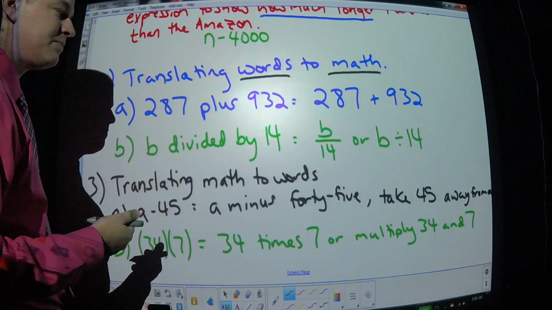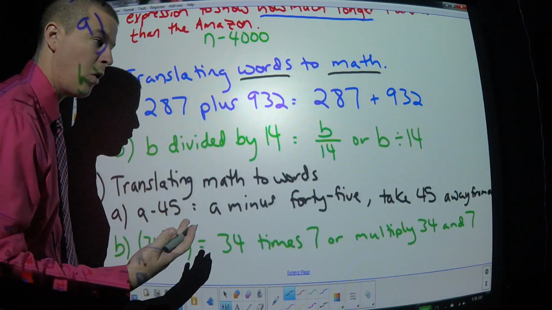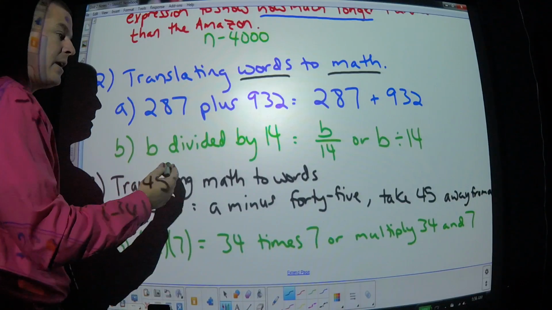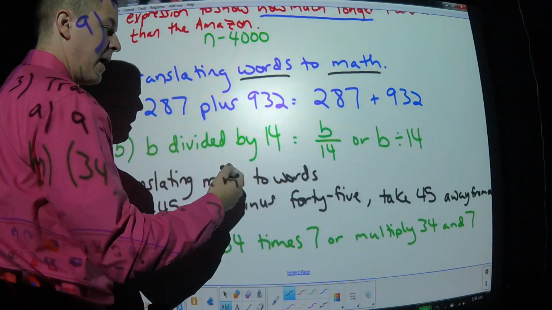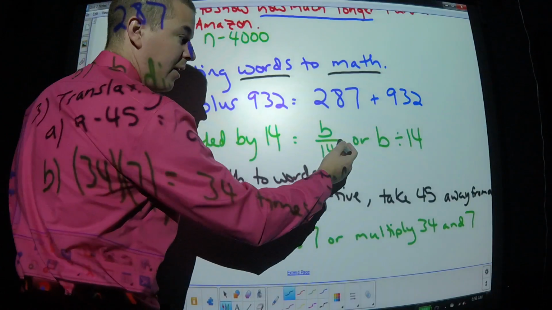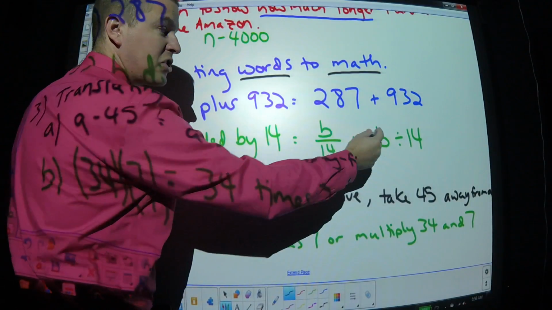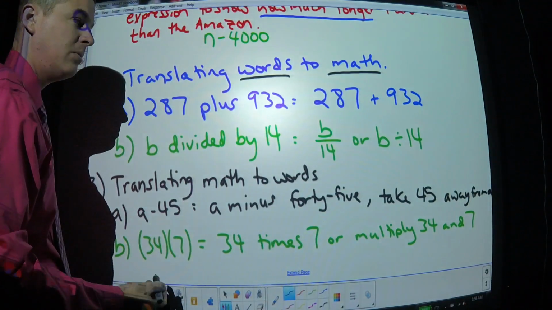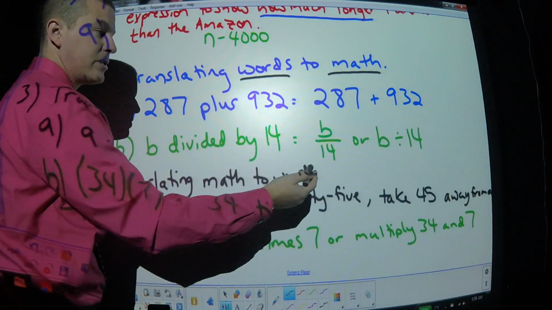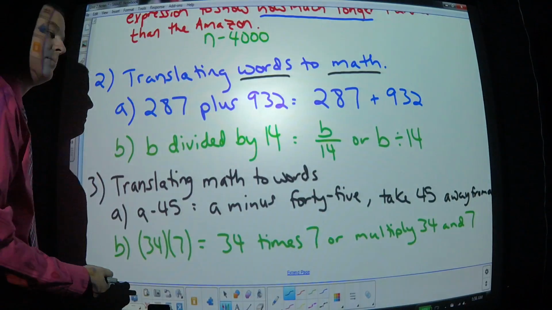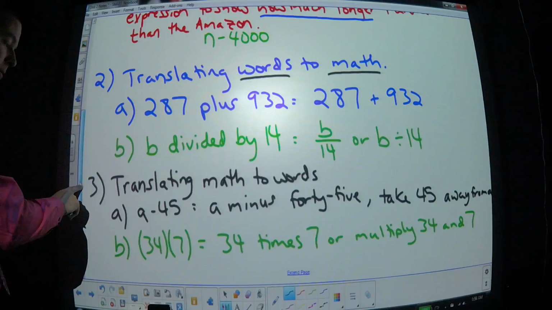divided by 14. Once again, you do it in the order that they tell you. So B, and then divided by, so you put a division symbol, either a line, a slash, or division symbol, by 14, so 14. And so that's going from words to math.